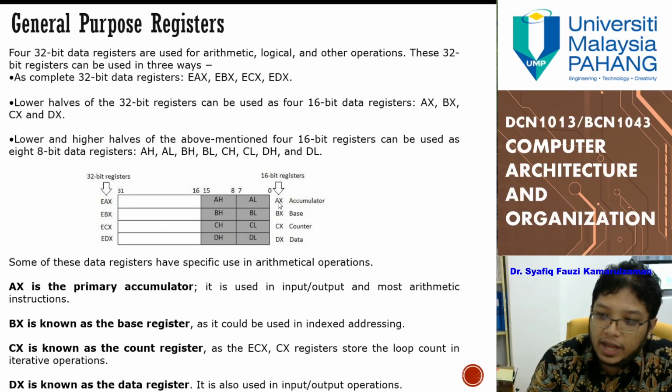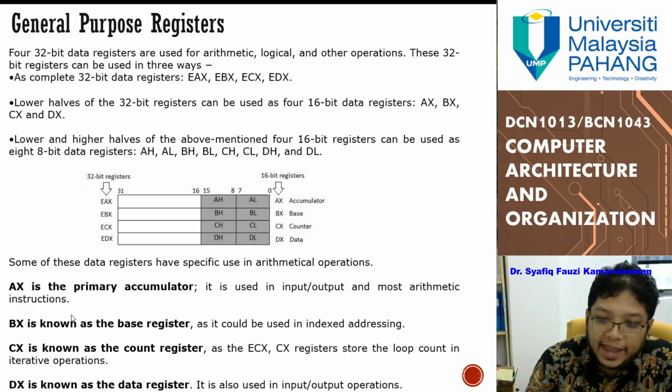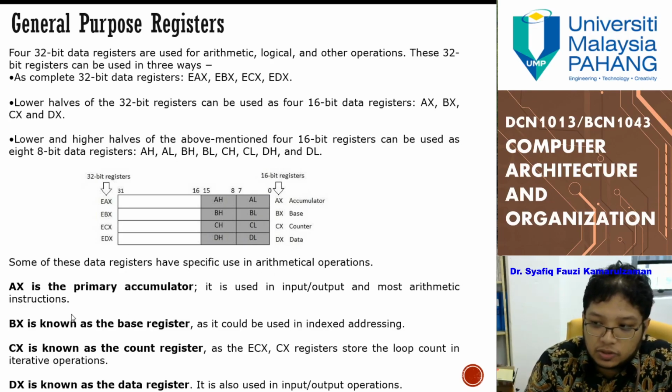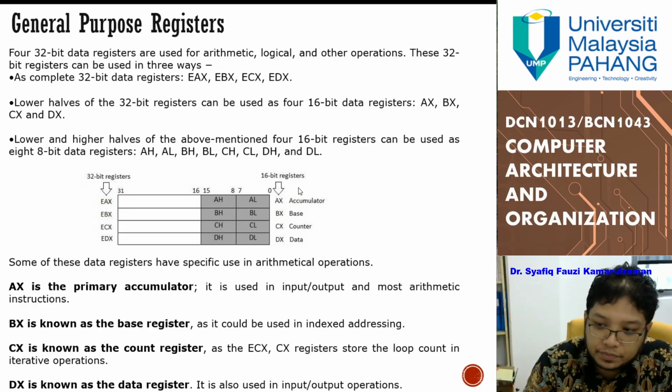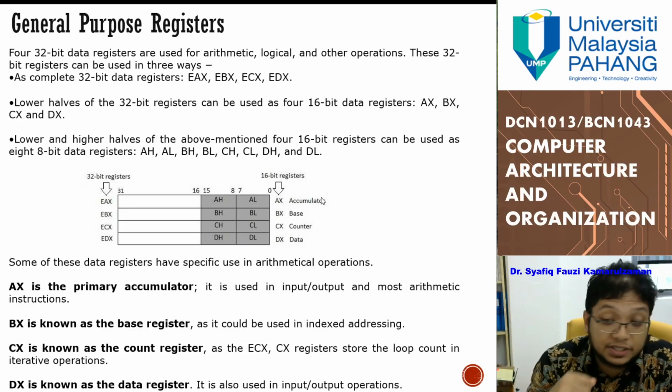The first ones are AX, BX, CX, DX, so usually we call them A, B, C, D. A as accumulator, B as base, C as counter, and D as data. A is usually the primary accumulator. So any calculation, most input and output from the arithmetic logic unit, the ALU, will be based on this register. The process is conducted based on this register.